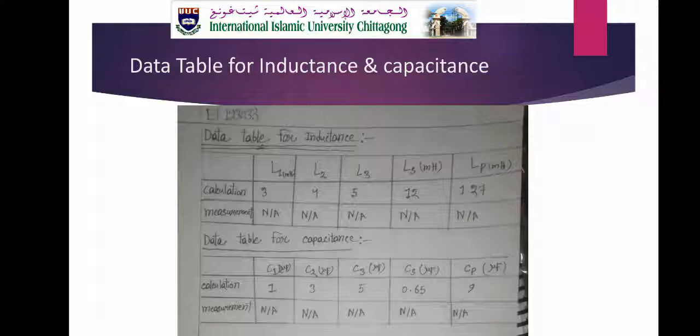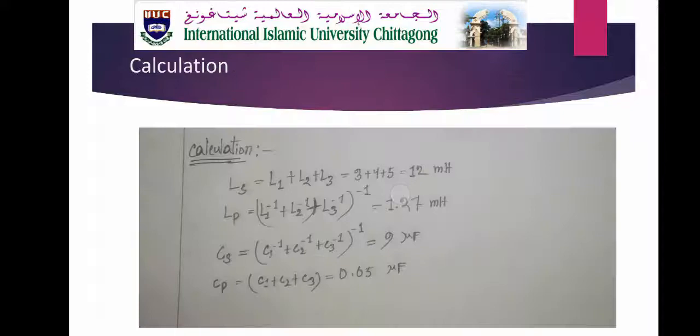In the data table for inductance we have taken 3 mH as L1, 4 mH as L2 and 5 mH as L3. By calculating we have got the value of LS equal to 12 mH and LP equal to 1.27 mH. In the data table for capacitance, we have also taken 1 microfarad as C1, 3 microfarad as C2 and 5 microfarad as C3. By calculating we get CS equal to 0.65 microfarad and CP equal to 9 microfarad. Moving to the next slide.